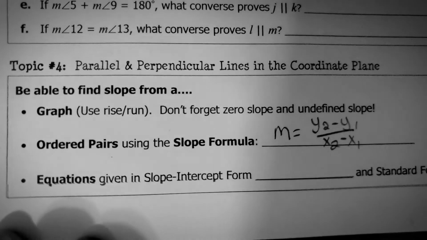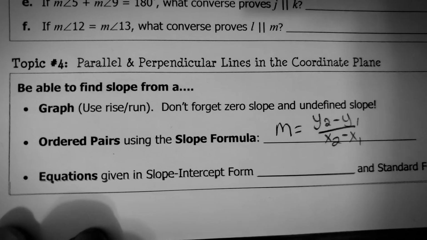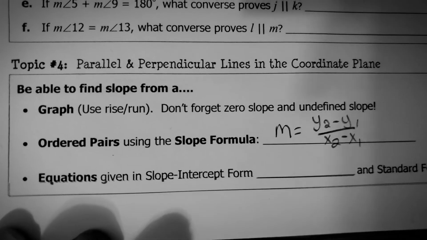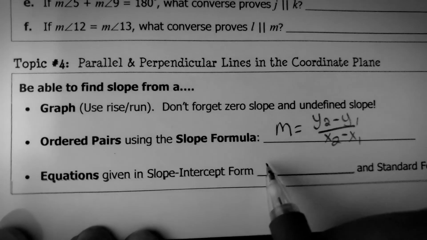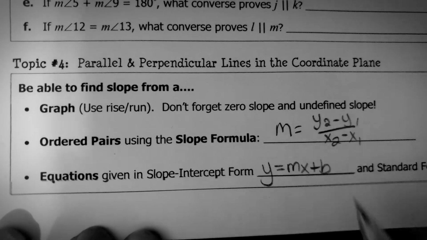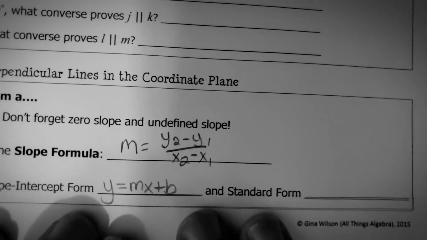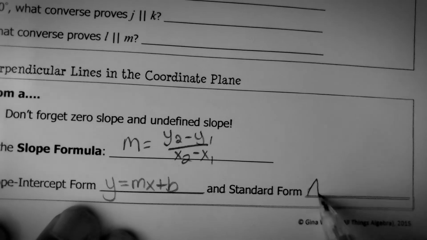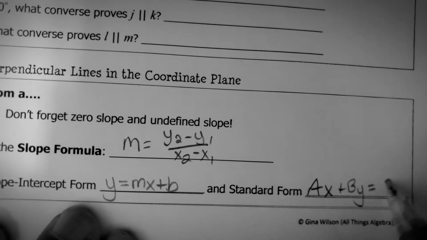And then the other thing is that if I want to compare two equations of lines to see if the lines are parallel or perpendicular, I would either want them to be in slope-intercept form, which is y equals mx plus b form, or in standard form. And in standard form, that one is ax plus by is equal to c.